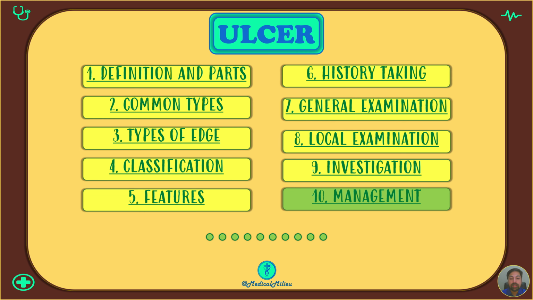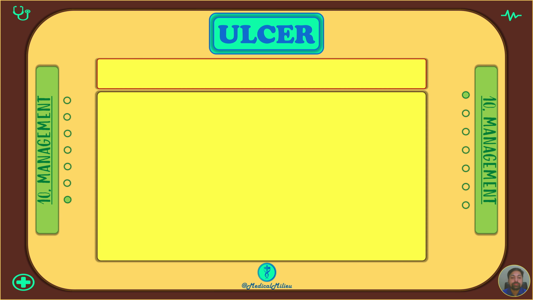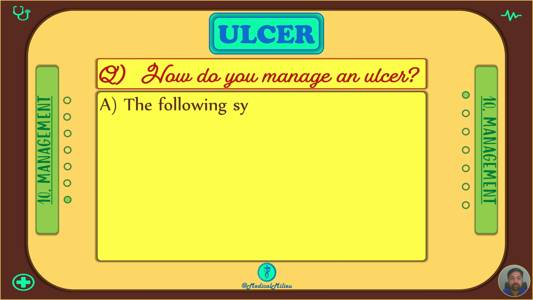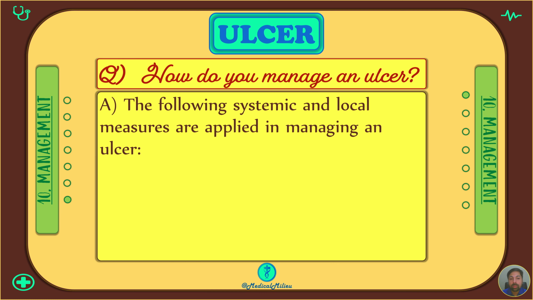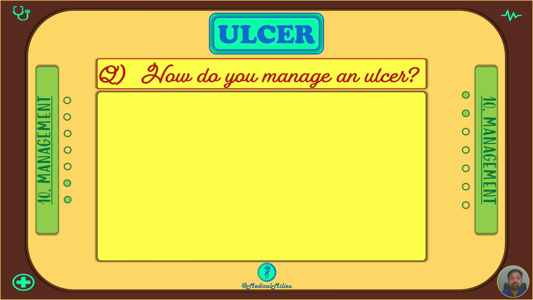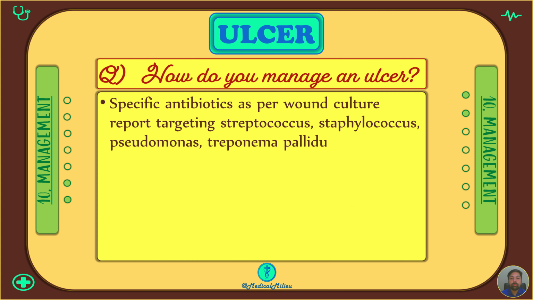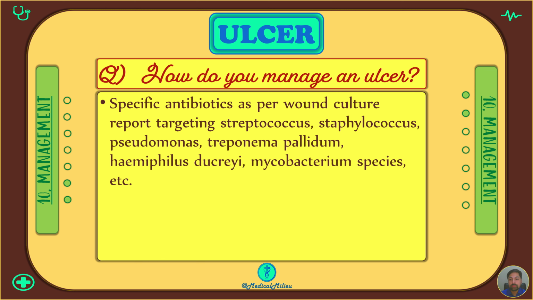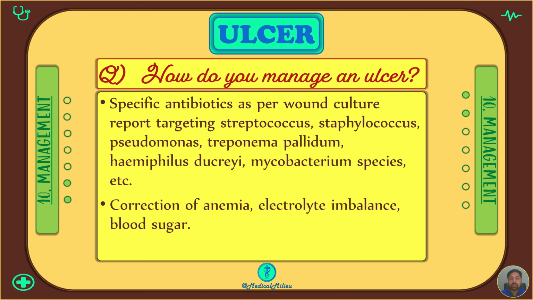Part 10. Management of an ulcer. The following systemic and local measures are applied in managing an ulcer. In the systemic measures, broad-spectrum IV antibiotics, analgesics, anti-inflammatory, lipid-lowering and antipyretic agents are used. Specific antibiotics as per wound culture report targeting Streptococcus, Staphylococcus, Pseudomonas, Treponema, Haemophilus or Mycobacterium can be given. Correction of anemia, electrolyte imbalance and blood sugar is done.